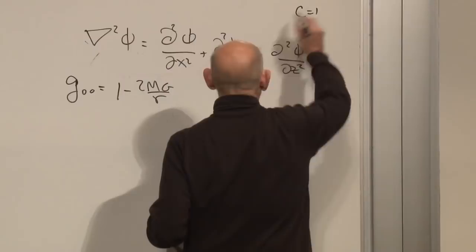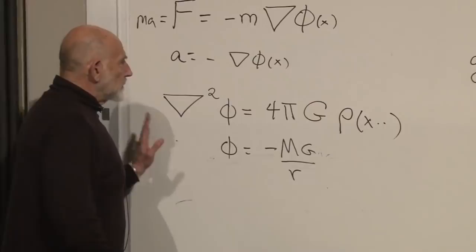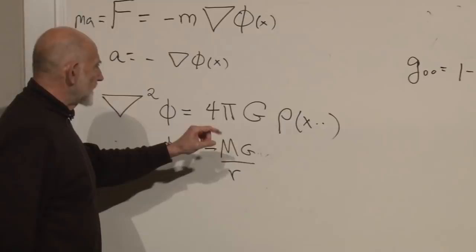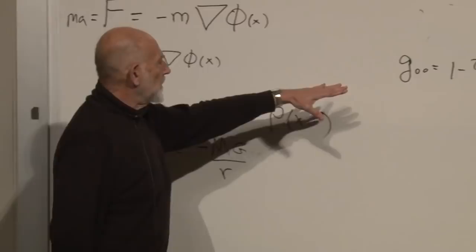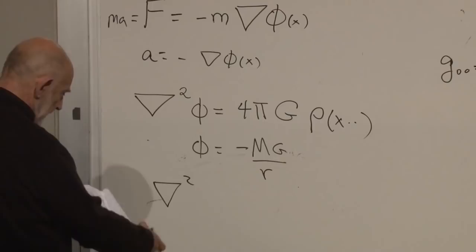I don't need this equation. And now I see that to the extent that this 1 minus 2mg over r can be identified with anything over here, we could think of this then as something like del squared. Let's see, I'm going to get the sign right. I always have trouble with the sign here. I think it's del squared g naught naught.